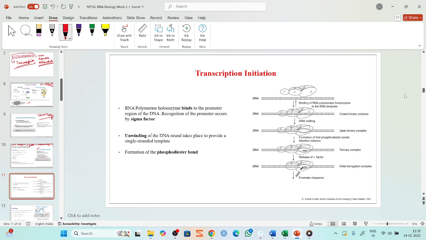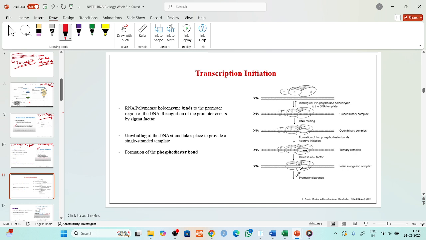So what happens during the transcription initiation? This RNA polymerase holoenzyme comes and binds to the promoter. See, this is your DNA template and it has a promoter. So first your RNA polymerase has to come and bind to the promoter region. Now how will it recognize where the promoter region is present? That is one question. It needs to know where the promoter region is present.